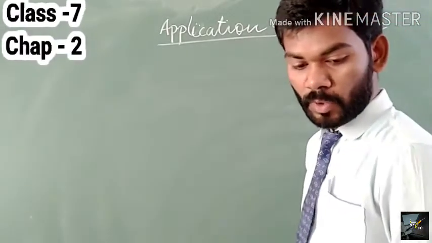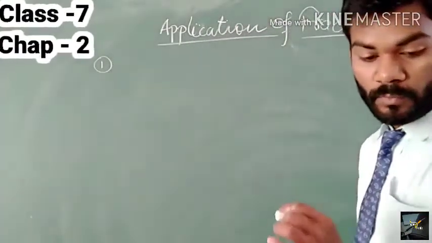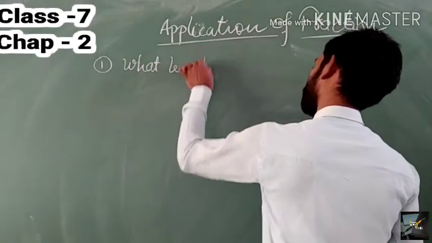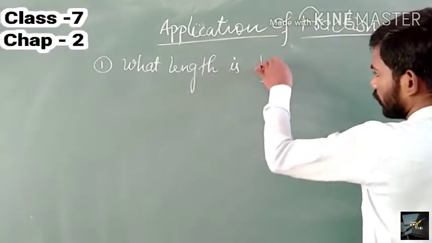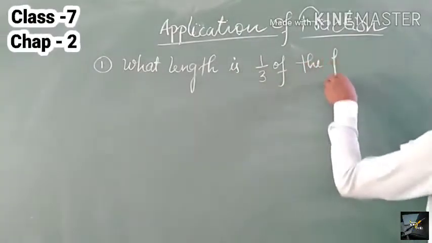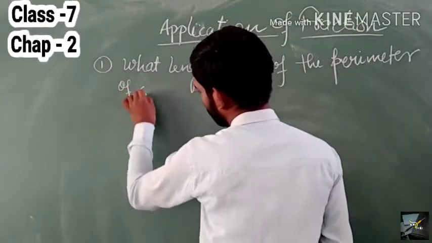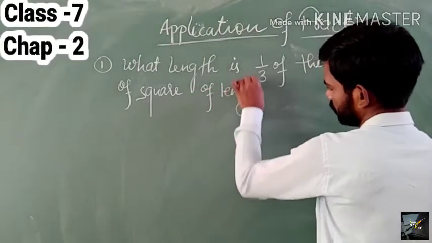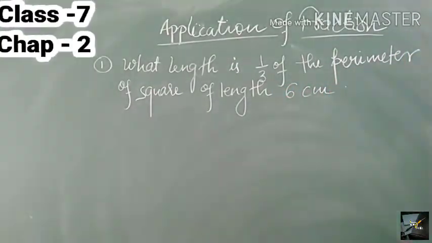The given question is, what length is 1 by 3 of the perimeter of a square of side length 6 centimeter. This is the given question.